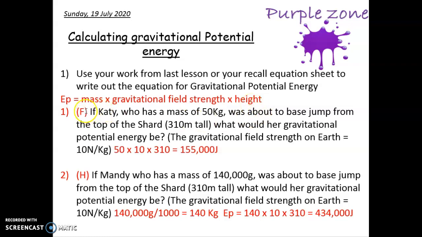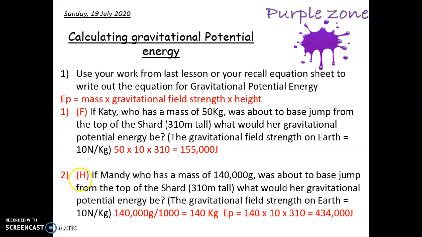This question is a nice easy one, so I've given it an F for the moment just because there's nothing else to work out, just substituting the numbers you're given in the question into the equation. So our m in this equation is, Katie's got a mass of 50 kilograms, so that's there. Gravitational field strength was given in the question, that's the next bit. And the Shard, top of the Shard, 310 meters tall, so 50 times 10 times 310, 155,000 joules. Don't forget to write out your substitution, do the working on your calculator, write your answer with the units.